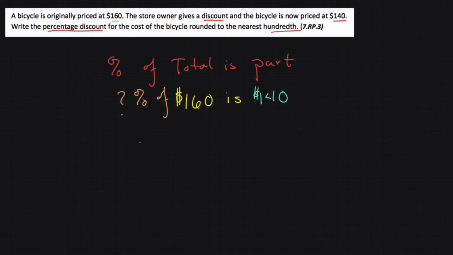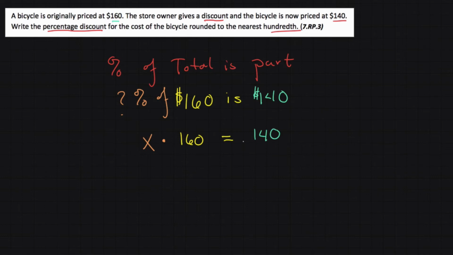Let's keep translating this into math, right? We'll change that question mark into a variable, x. I don't know what that is. We'll change "of" into a multiplication sign. 160 we'll just simply write as 160. We'll write "is" as an equal sign. And the part, 140, we can just leave as 140, right?